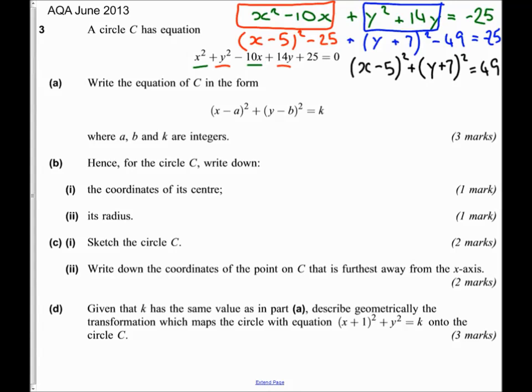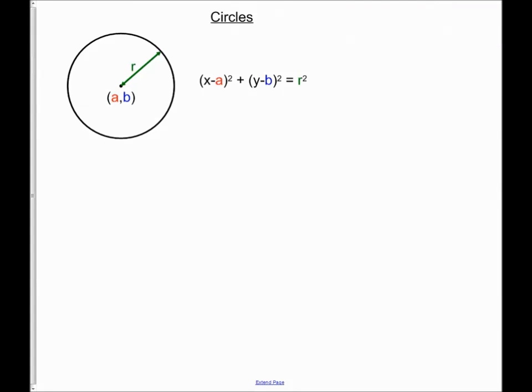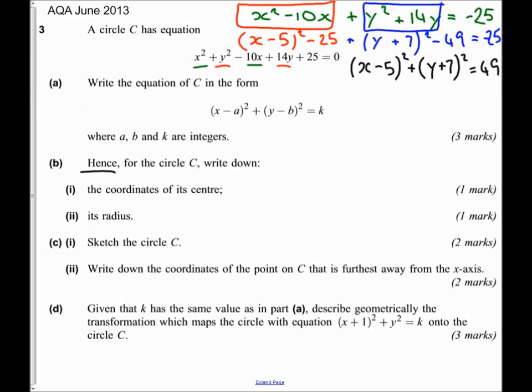Hence, for the circle, write down the coordinates for the centre. So it says hence, that tells us we've already done part of the work. Now the centre is the a bit which we're subtracting and the b bit that we're subtracting. So the coordinates for my centre here is going to be the a bit, which is 5, and the b bit, but it's got to be subtracting it. So to get plus 7, I've got to be taking away minus 7. So I can say that my centre is (5, −7). Just change the signs inside your brackets.